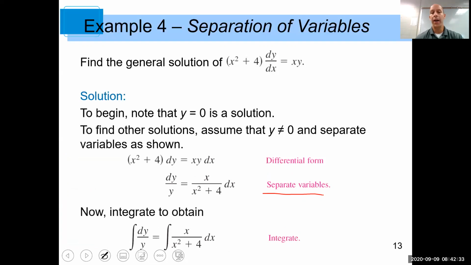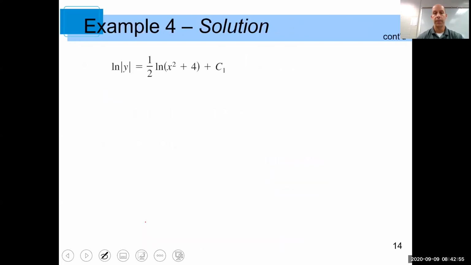Now we can go ahead and integrate both sides, once you've separated the variables and you've got your differential form set up. So let's see here. What is the integral of dy over y? And the integral of x over x squared plus 4? What technique are you going to need for this integral? My guess is you probably already know what this answer is.